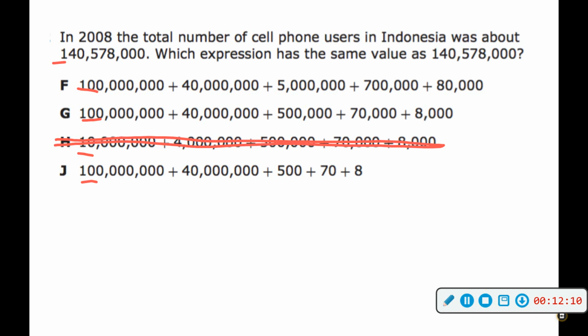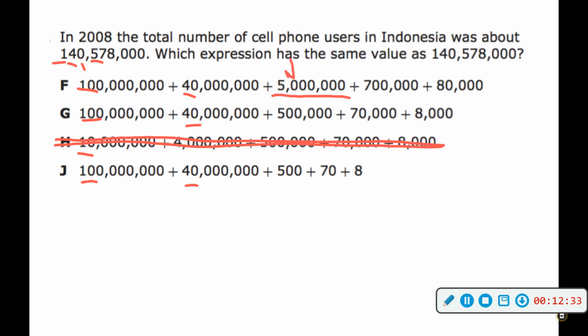We're moving on to the 40 million. So this is 40 million, 40 million, 40 million. Those are still correct. So we move to the next place value. We don't have any in the millions place, so we're not going to worry about that. We go to the hundred thousands place, which is 5. So 500,000. Unfortunately, this one says 5 million.